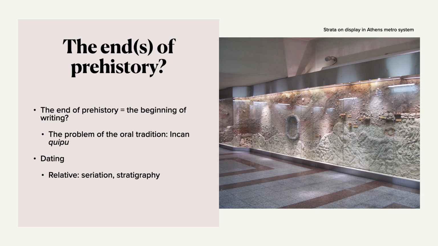And also stratigraphy. So archaeological strata are basically the layers of occupation. The ground level rises as new buildings are built on top of the ruins of old buildings. Strata are not always easy to identify. Maybe a city is rebuilt in part and not in others, so the layers can be combined. That image, by the way, is an image of archaeological strata on display in the Athens metro system.